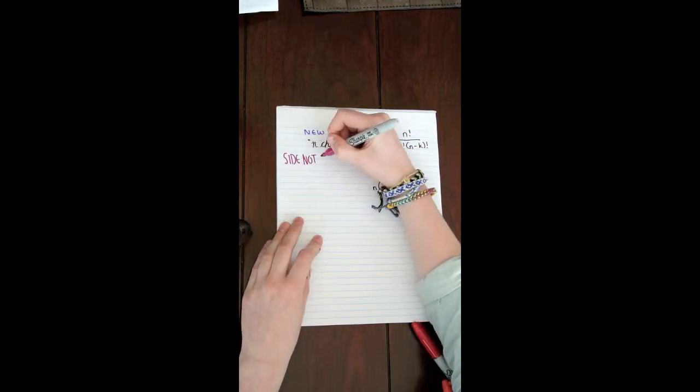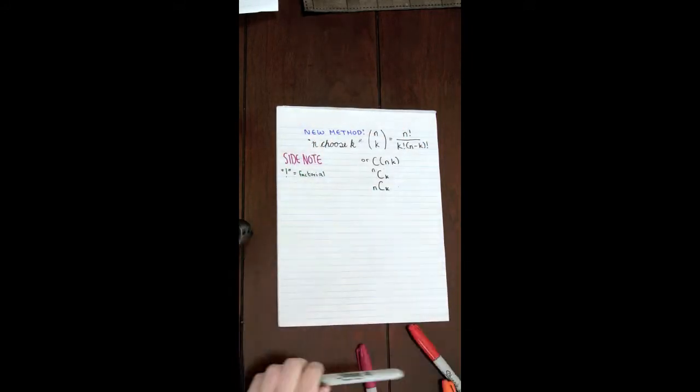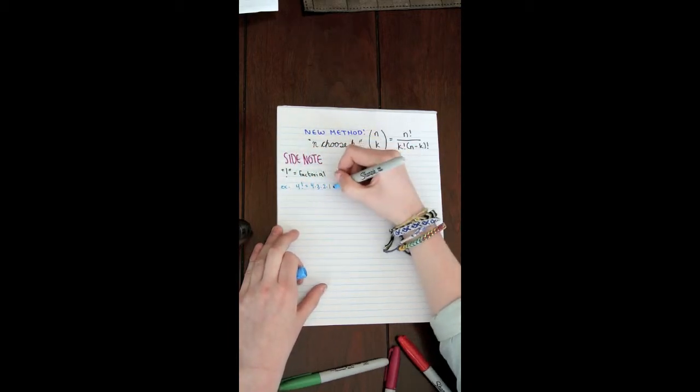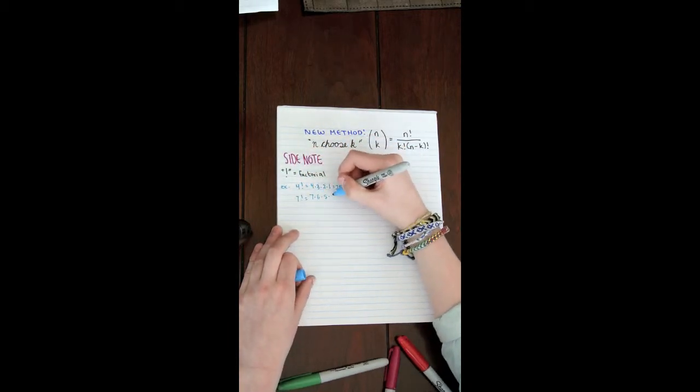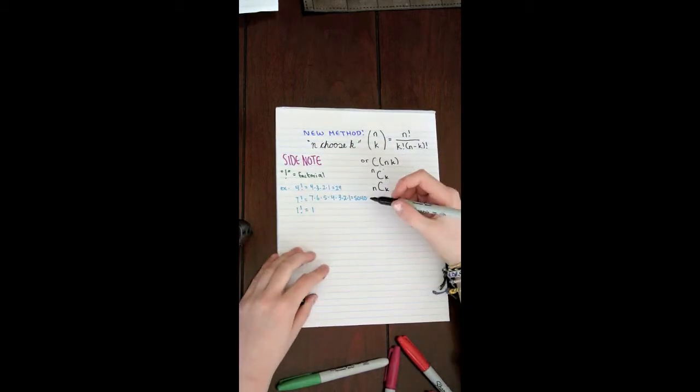So, a little side note for you, the exclamation mark you just saw is actually factorial, meaning that if we had 4 factorial, that would be 4 times 3 times 2 times 1. Or if we had 7 factorial, that would be 7 times 6 times 5 times 4 times 3 times 2 times 1. Or 1 factorial just equals 1.